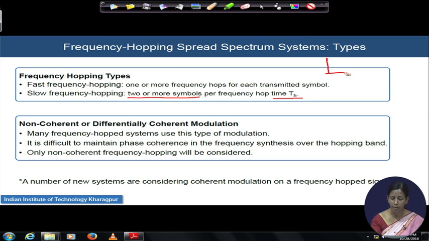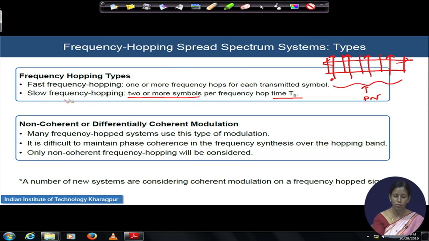Suppose we started with this diagram. We have a wide bandwidth W which we divided by a number of channels, and my center carrier frequency is hopping over these different channels based on a certain pattern. What will be the hopping pattern? That will be governed by my PN sequence. But what is the hop time? It is the duration between which the carrier frequency will hop from one channel to the next channel. So, it is basically the time that it spends within a channel before hopping to the next.